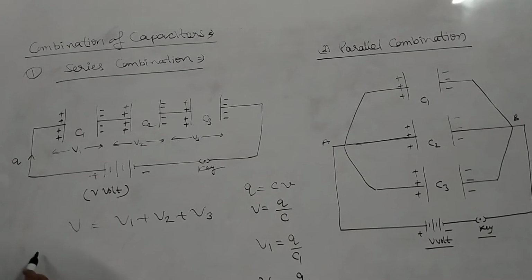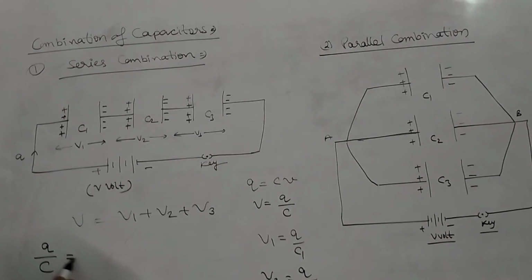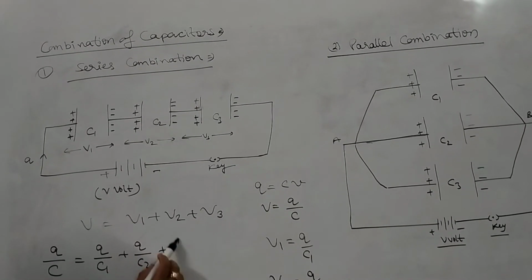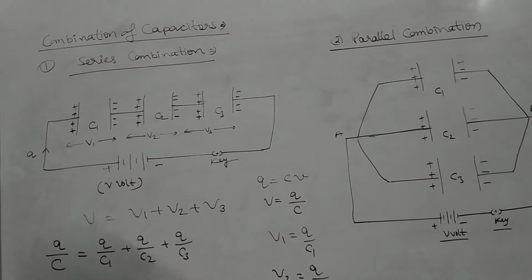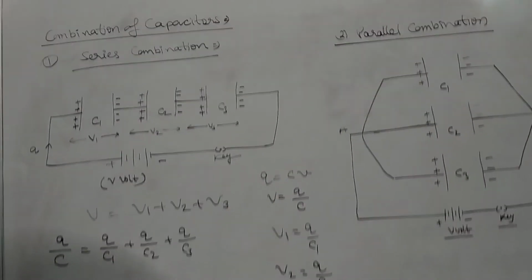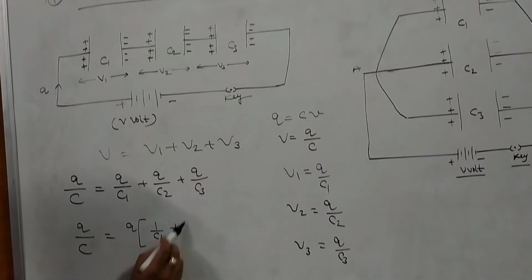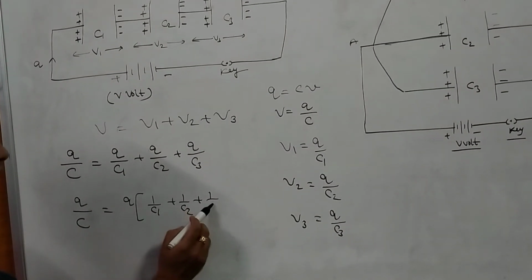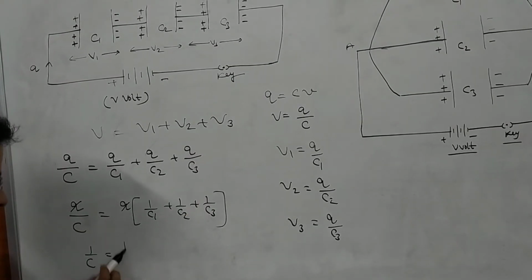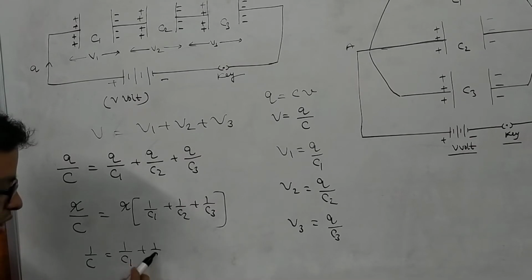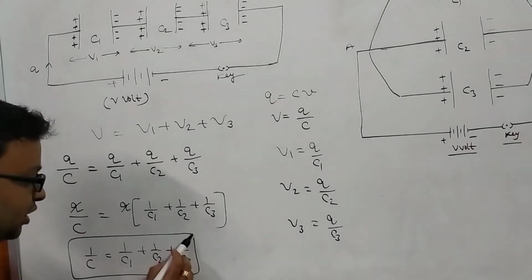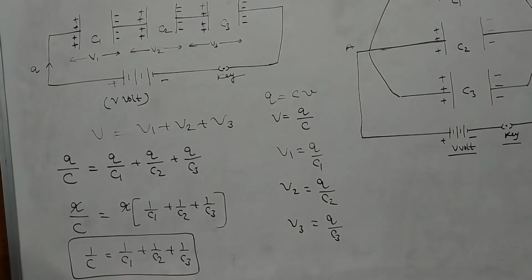Then we find Q upon C is equal to Q upon C1 plus Q upon C2 plus Q upon C3. Then Q is taken common, that is 1 upon C1 plus 1 upon C2 plus 1 upon C3. Q cancels out, then the value of 1 upon C is equal to 1 upon C1 plus 1 upon C2 plus 1 upon C3. This is the net capacitance in series combination.